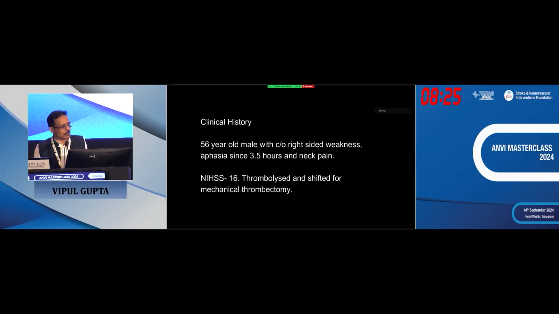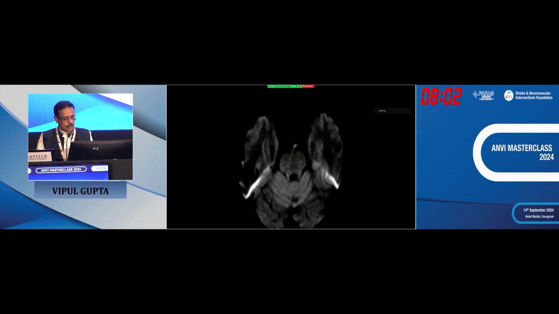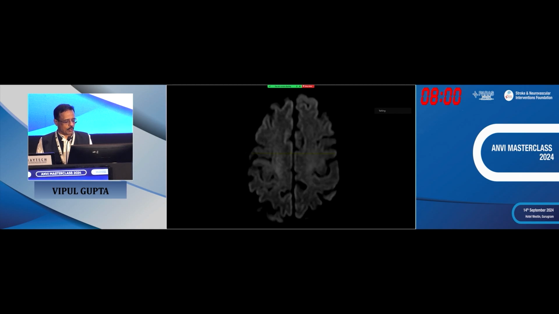All right, so we go on to the next case. It is a 56-year-old male with right-sided weakness and aphasia, NIHSS 16. He was thrombolysed and sent for thrombectomy. So this is the CT angio, and it showed a left ICA occlusion with a small infarct.